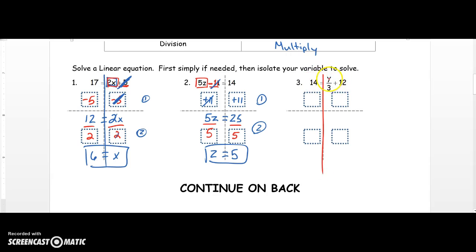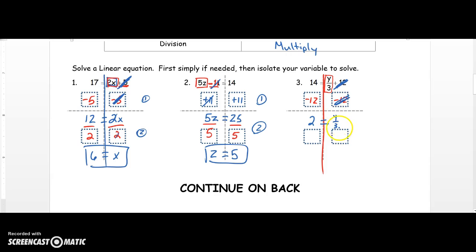Okay, now 14 equals y divided by 3 plus 12. Once again, always leave the number with your variable for your last possible step. So what do we have to get rid of? Plus 12. The opposite is to subtract 12. So what are we left with? 14 minus 12 is 2 equals y divided by 3. And the 12s cancel out, which is exactly what we want.